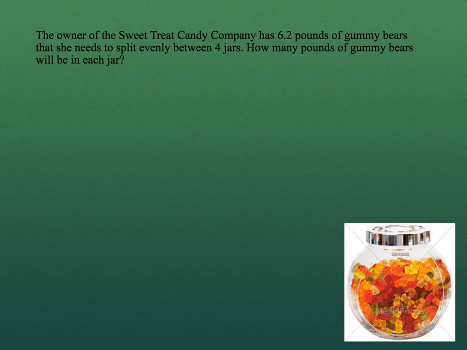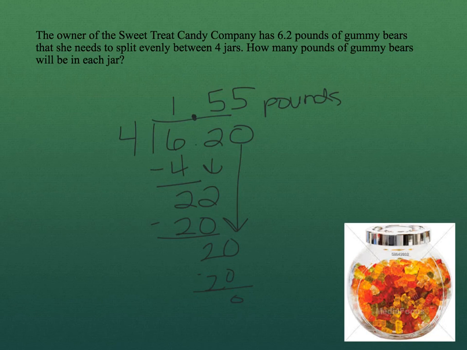Let's try another one. The owner of the Sweet Treat Candy Company has 6 2/10 pounds of gummy bears that she needs to split evenly between 4 jars. How many pounds of gummy bears will be in each jar? Again, try it on your own, pause the video, and resume to see how you did. Well, how'd you do? You should have said that there was 1 and 55 hundredths pounds of gummy bears in each jar.